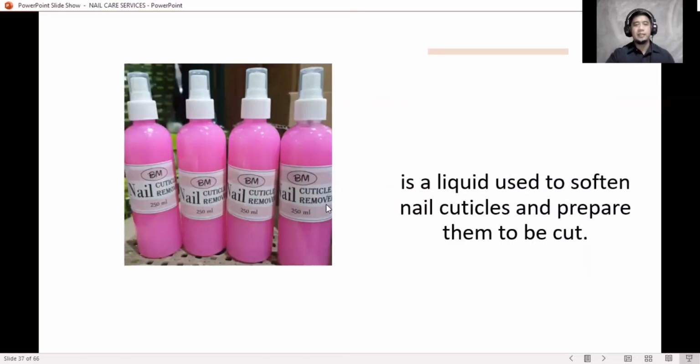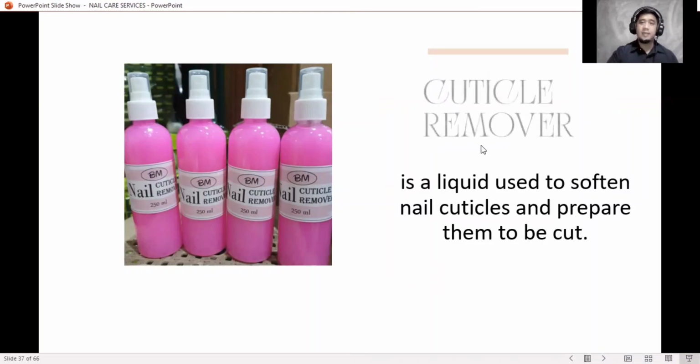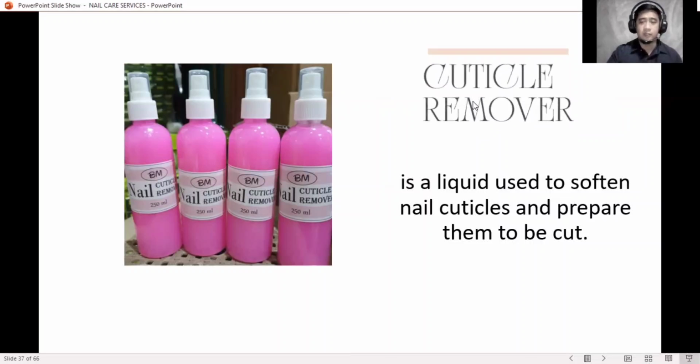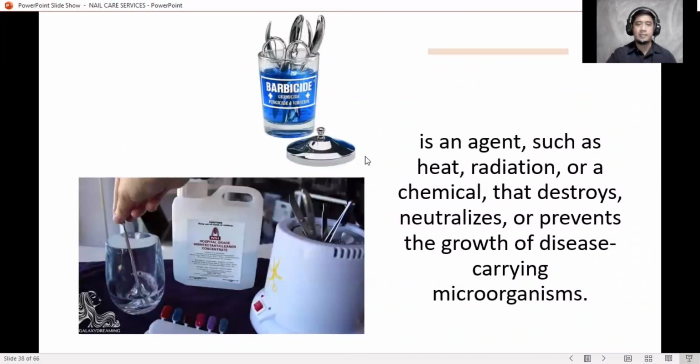The next material is a liquid used to soften the nail cuticles and prepare them to be cut. Okay, we call it Cuticle Remover. So it is used to soften para lumambot din ang ating mga dry and dead skin nails. So this one, the example is the blue one.